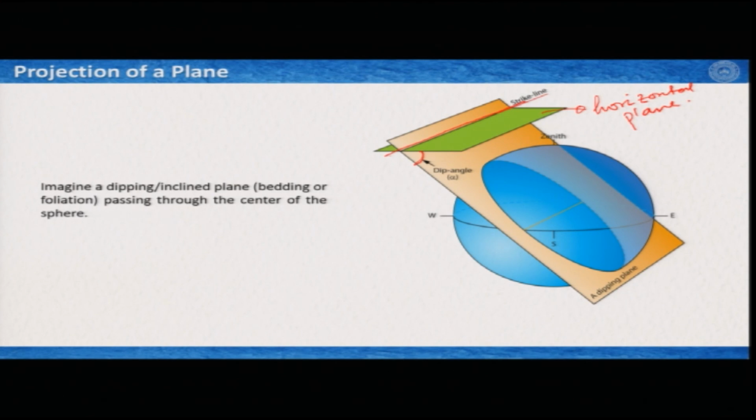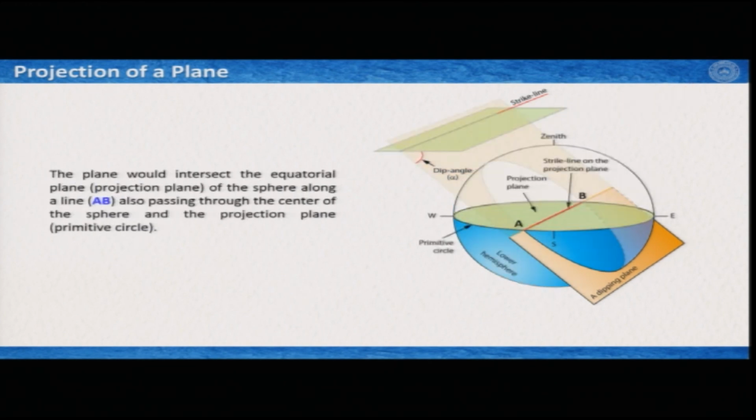Now, this plane is inserted in such a way through this circle that it passes through the center of the sphere. Again, we are concerned with the lower hemisphere, so I made the top part a little transparent to get better focus on the lower hemisphere. What we see here is that when this plane is passed through the center of the sphere, it intersects the projection plane, or the primitive circle, along a line A and B. Now, this line is very important because this is your strike line.